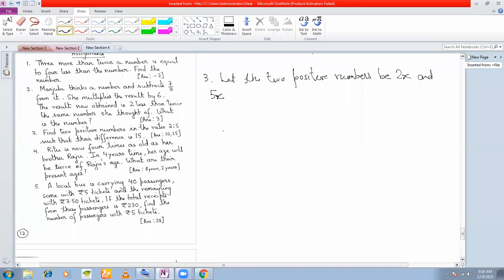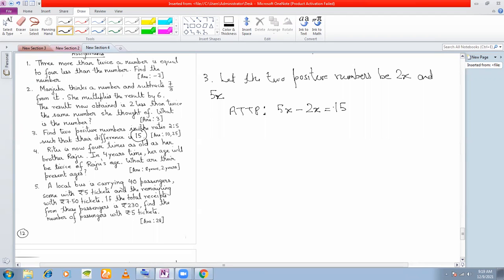Now, what do you mean by difference? That means greater minus smaller. That is what a difference means, right? Sometimes it is smaller minus greater also, but what is the difference given here? The difference is positive. That means it has to be greater minus smaller. So, which one is the greater number? 5x or 2x? 5x. 5x is the greater number. So the greater number, 5x, minus the smaller number must be equal to 15.